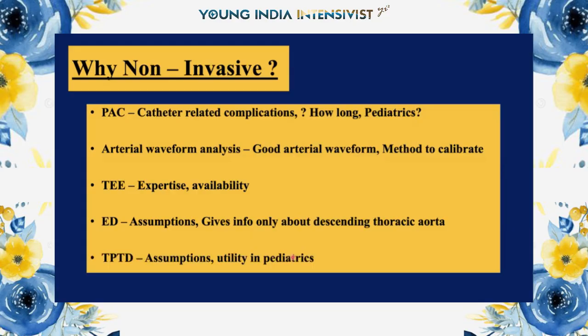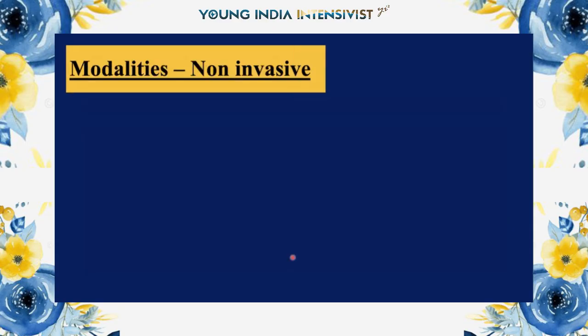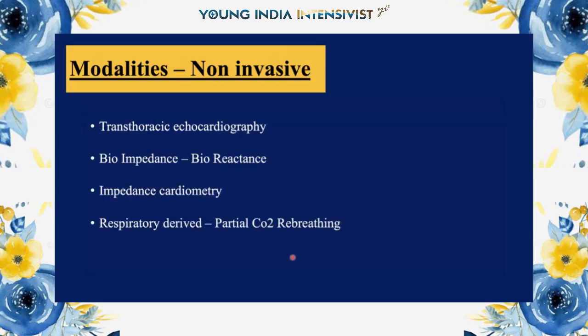Pulmonary thermodilution also is based on numerous assumptions, and its validity and utility are limited in pediatric critically ill patients. So what are the modalities we are going to see? We are going to see transthoracic echocardiography, bioimpedance and bioreactance, impedance cardiometry, respiratory-derived, that is partial CO2 rebreathing based on Fick's principle, and pulse wave transit time.